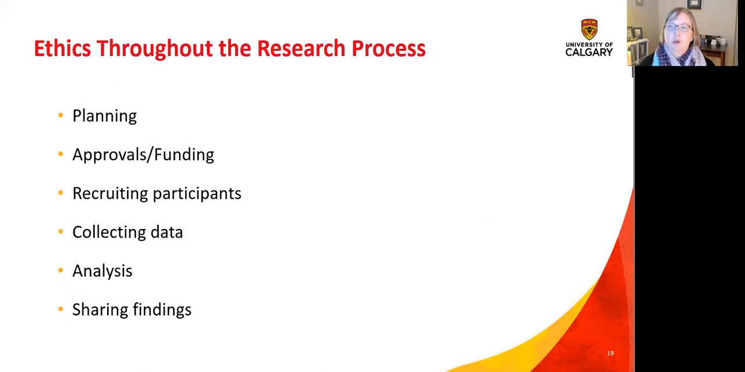So when we're talking about the whole research process, when we think about planning, you want to think, what ethical issues do you anticipate? How can you manage these? For example, if you are working with a population who is new to Canada, you might need to have information sheets in more than one language.